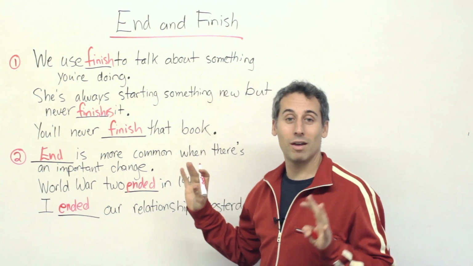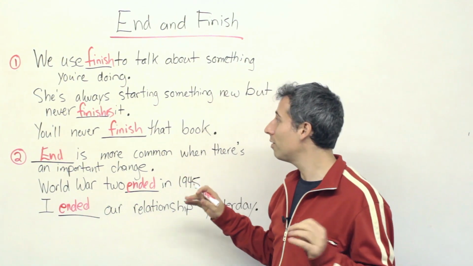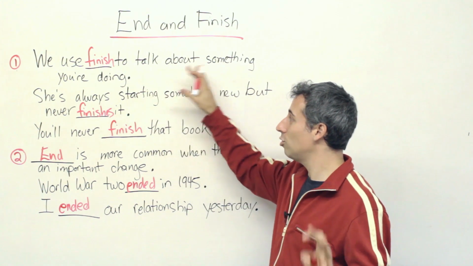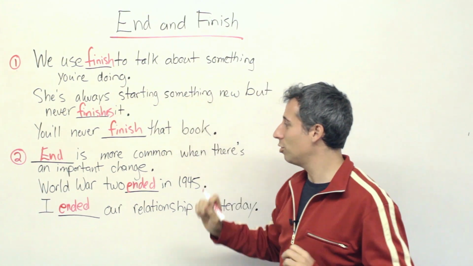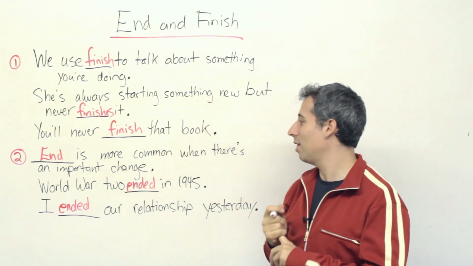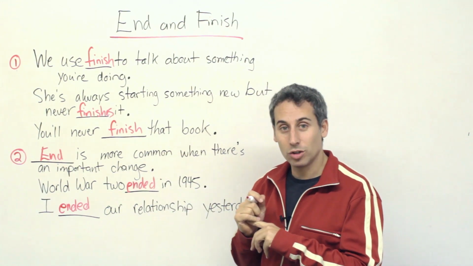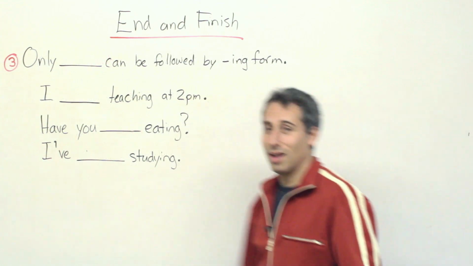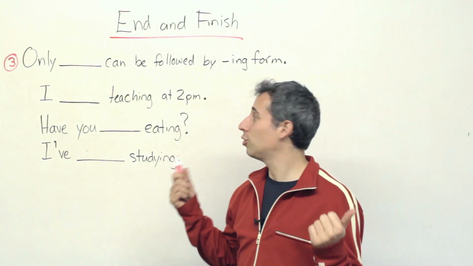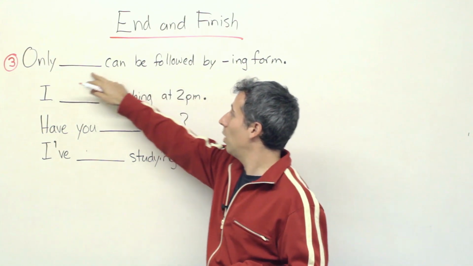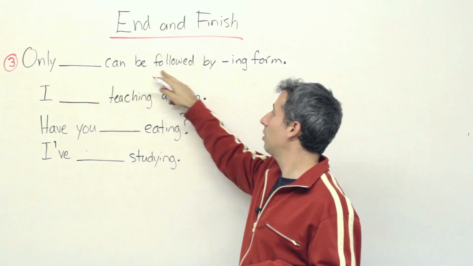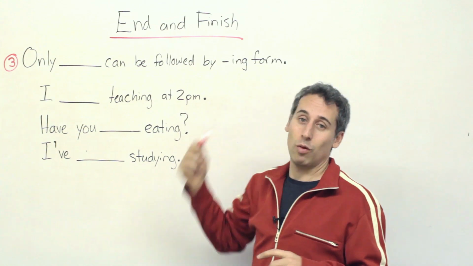So maybe you can think of a few more sentences for yourself using these two guidelines and rules. Using finish to talk about something you're doing. End is more common when there's an important change. Okay, the last one I wanted to talk to you about is when either end or finish can be followed by the ing form.